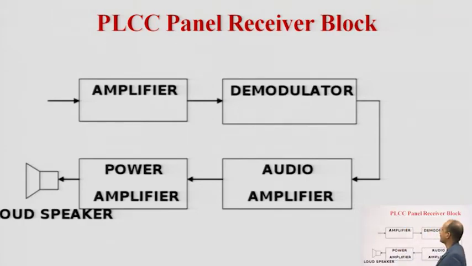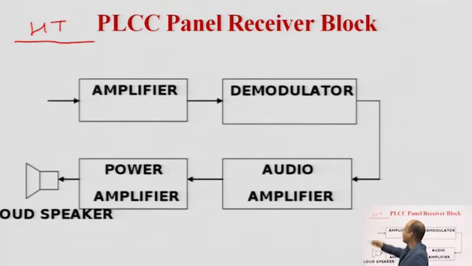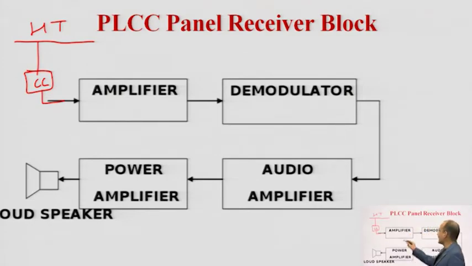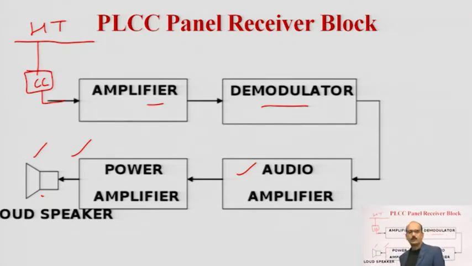Similarly, at the receiver side, here the high tension line is coming. This is the high tension line. One part is connected through the coupling capacitor to this amplifier part. That amplifier part receives the PLCC signal, then demodulation is done. After that, after performing the audio amplifier and the power amplification function, we get the demodulated signal at the loudspeaker or the receiver side or the telephone handset, some kind of arrangement is there. So, these are basically the PLCC receiver block and transmitter block.